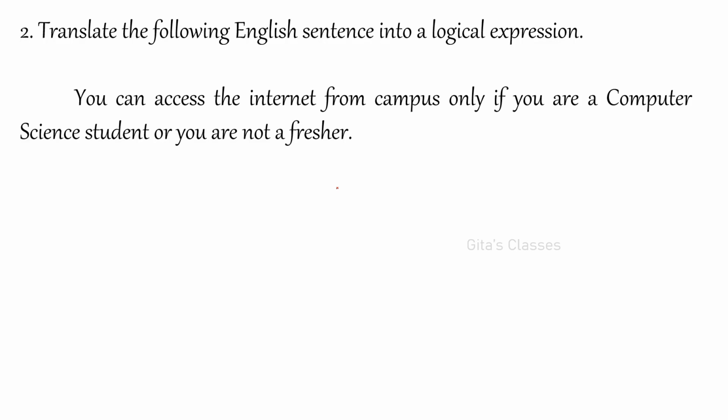So now translate the English sentence into a logical expression. You can access the internet from the campus only if you are a computer science student or you are not a fresher. Please be careful whenever you are given these types of sentences. This is called a compound sentence because the parts are connected by these connectives: only if, or. These are the connectives. If you remove them, you will get atomic statements. First you divide them into atomic statements.